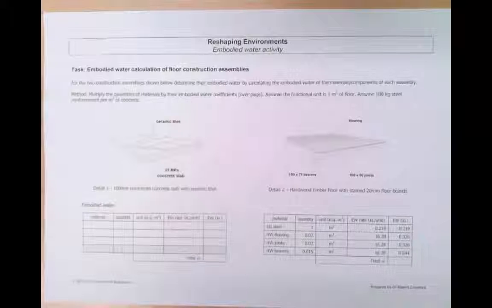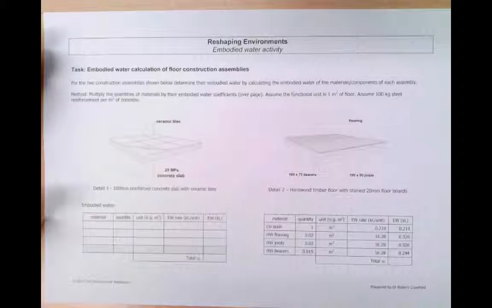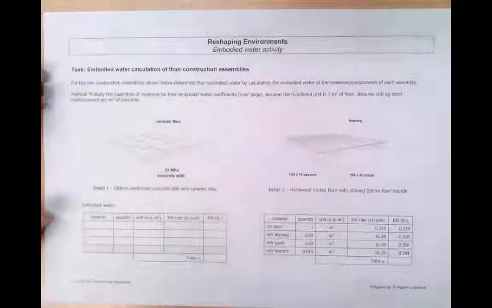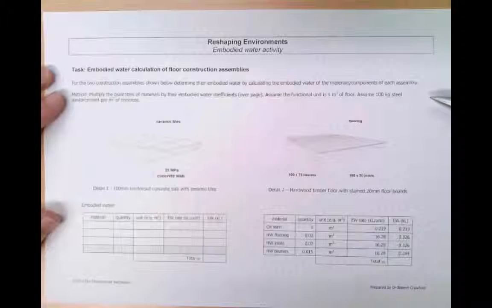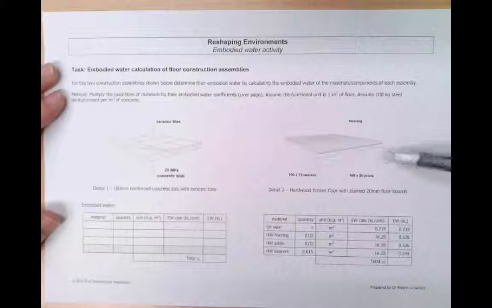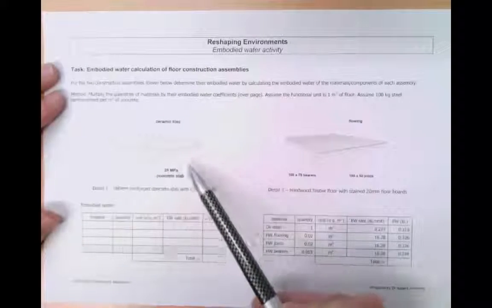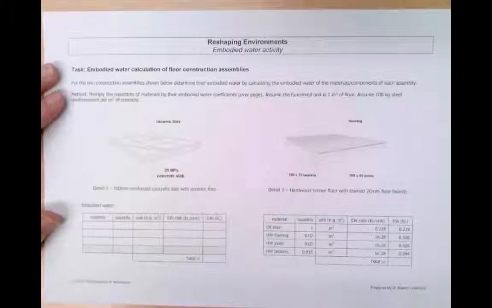In this activity, we're going to calculate the embodied water in several types of flooring. This sheet is available on the LMS in the lectures page, and so you can print it off and have a practice yourself on this type of calculation. So we want to do a comparison between two types of construction assemblies, and so we have a typical wooden floor and a typical concrete slab floor.